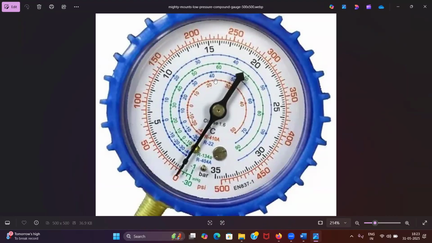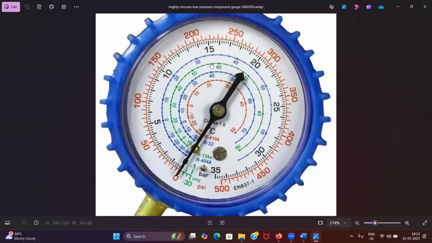How much will the temperature be for R134A? It will be somewhere around 58.8 or something, right? Agreed? Okay, so if I am taking this black one as bar and temperature in degrees Celsius, for example 134A, it will be around 58 or something, isn't it?